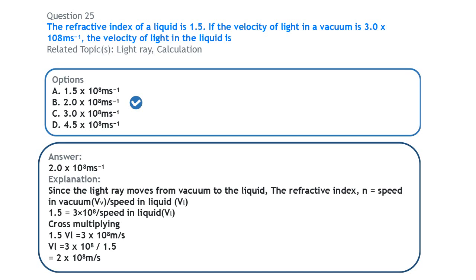This is equal to the speed in the vacuum, which is 3 times 10 raised to the power 8, divided by the speed in the liquid. So what we're looking for here is the speed of the light in the liquid. Let's denote it as VL. If we cross multiply, we have 1.5 VL equals 3 times 10 raised to the power 8 meters per second. To get VL, we divide both sides by 1.5. So we have 3 times 10 raised to the power 8 divided by 1.5. 3 divided by 1.5 will give you 2 times 10 raised to the power 8 meters per second.